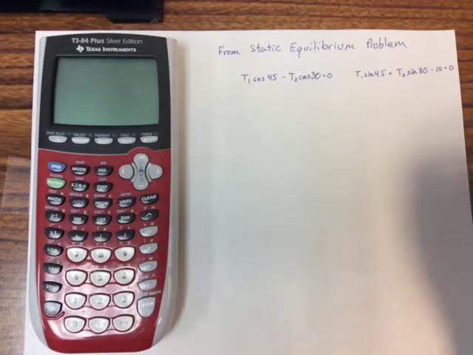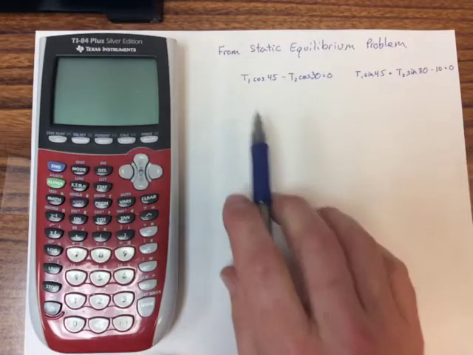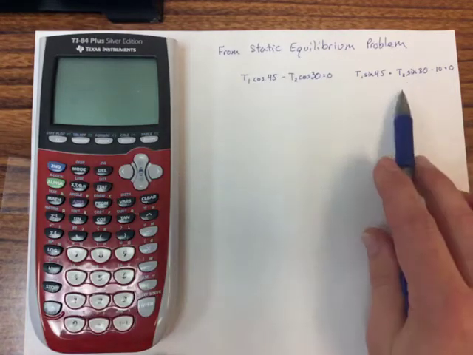Alright, so we're going to pick up where we left off on the static equilibrium problem on how to use the matrix solver on your calculator. So here I'm using the TI-84, and I'm using the Simultaneous app. So first you need your two equations. So these are my two equations I'm going to solve.